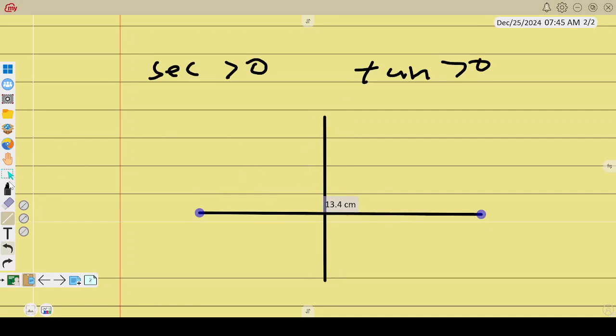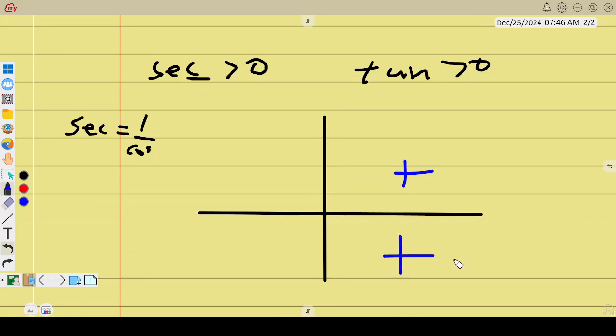So we have to check where sec is greater than 0. Sec ends with c, it's related to cos. You have to remember that sec is equal to 1 over cos. Here they are saying sec should be greater than 0, meaning sec should be positive, which simply means: where is cos positive? Cos is positive in here, where all of them are positive, all students take chemistry, and also here cos is positive.